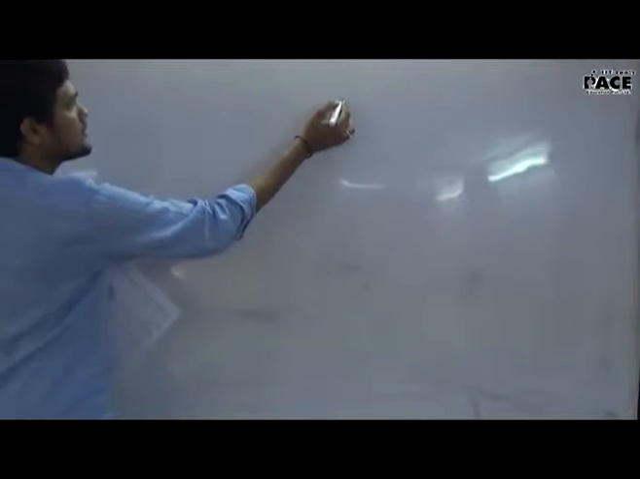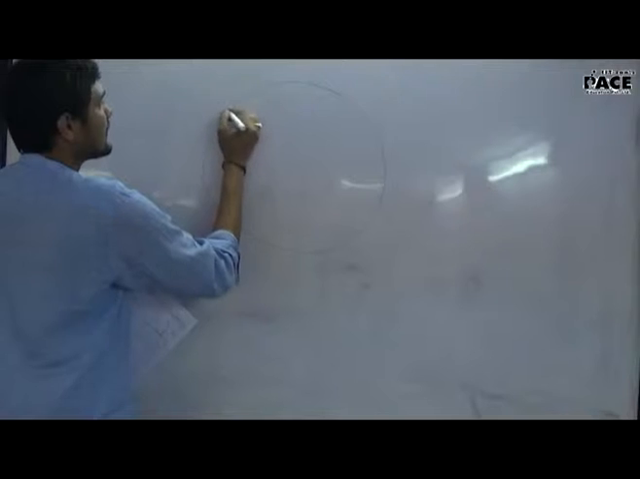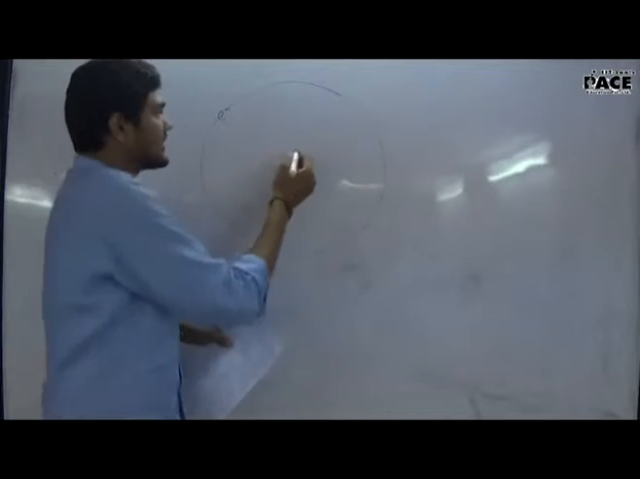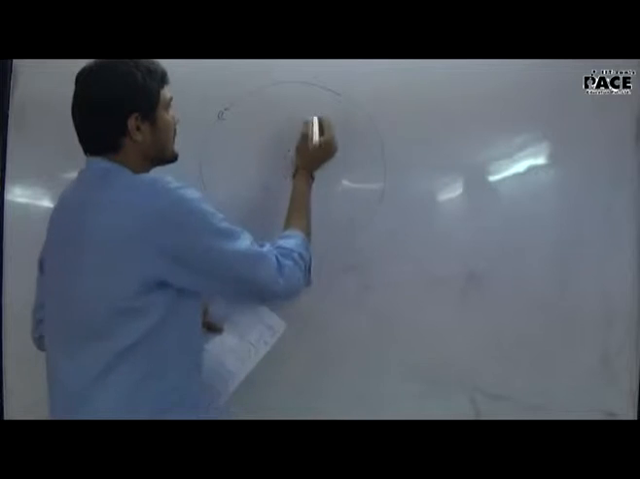Question number 136 is: N number of electrons move in a circular motion. So we have to find the magnetic field produced by this motion of the electrons at the center. Okay, let's call this center O.